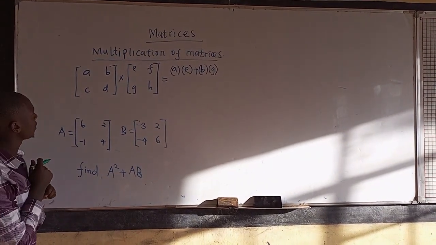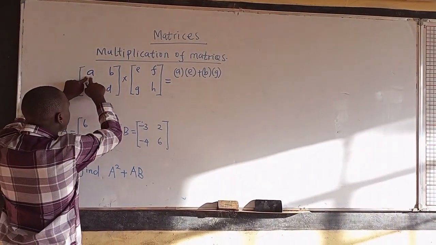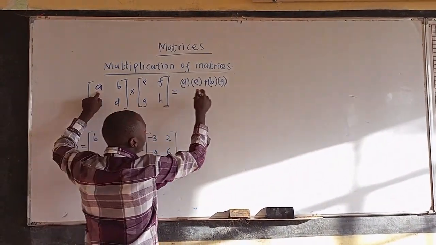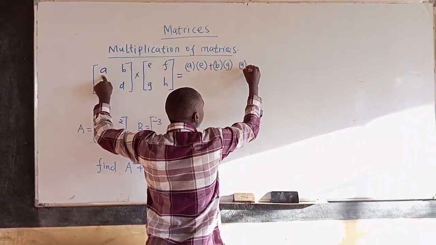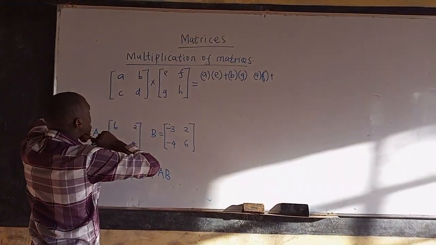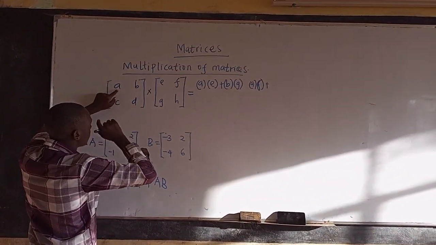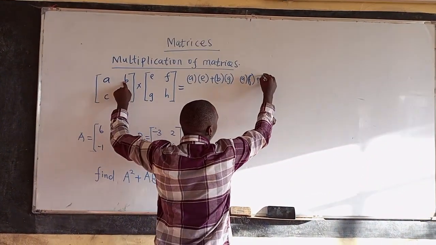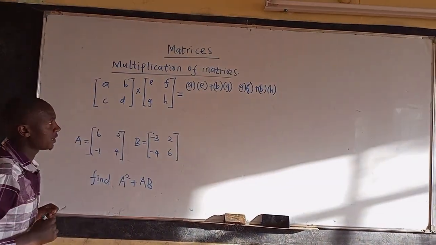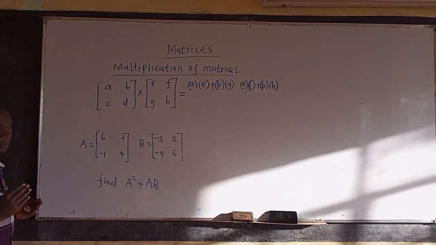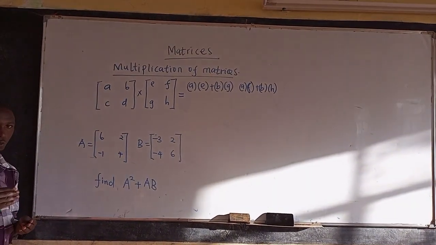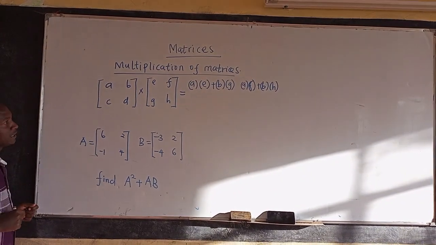Now the second element, we are going to multiply the first row and the second column of the second matrix. So that is going to be A multiplied by F, and we add B multiplied by H. Now that becomes the second element. Remember, the result must be a 2 by 2 matrix, because we are multiplying two 2 by 2 matrices.